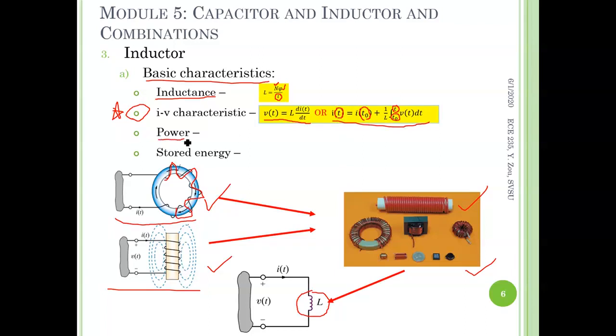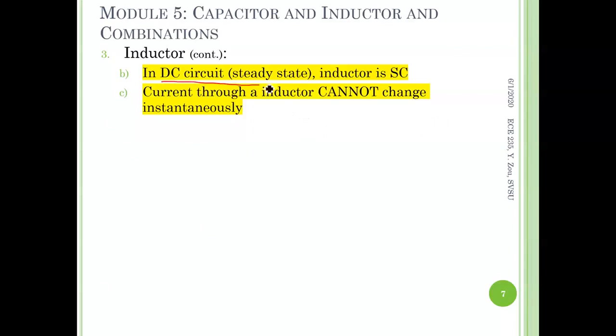Next, the power remains as the product between the voltage across and the current through. And the stored or released energy is equal to half the inductance times the current squared. Also in a DC circuit, at steady state, the inductor is a short circuit, meaning zero voltage across it. And the current through the inductor cannot change instantaneously. Be very careful when you compare this to the capacitor, where the voltage across the capacitor cannot change instantaneously.